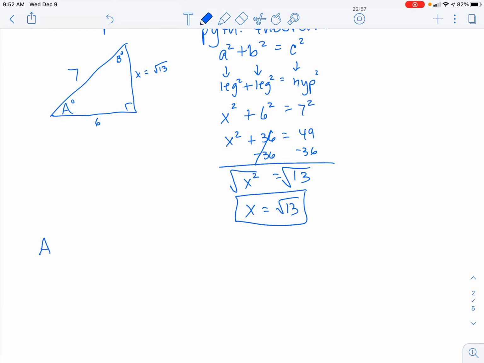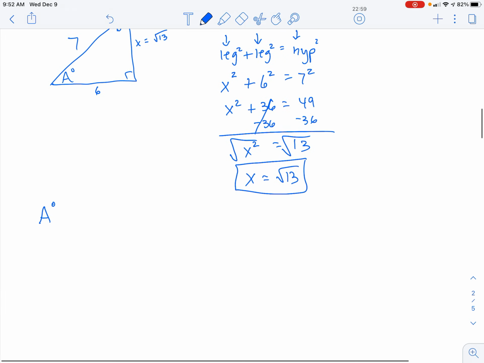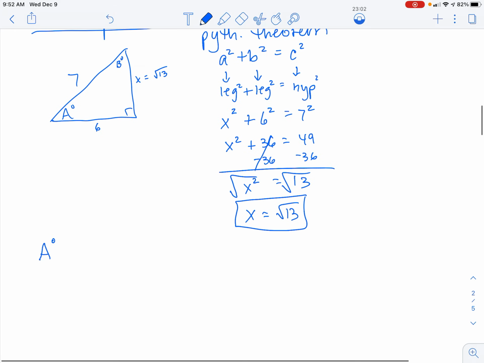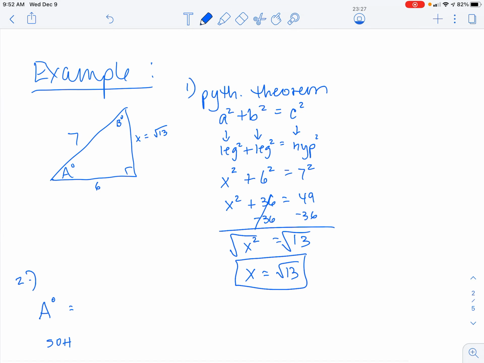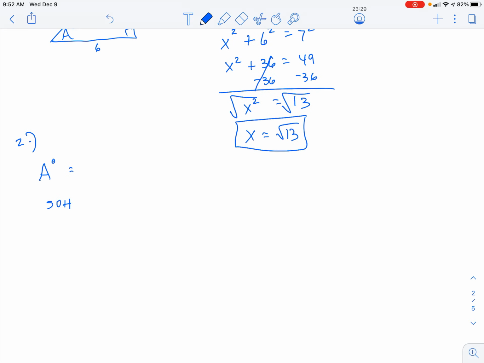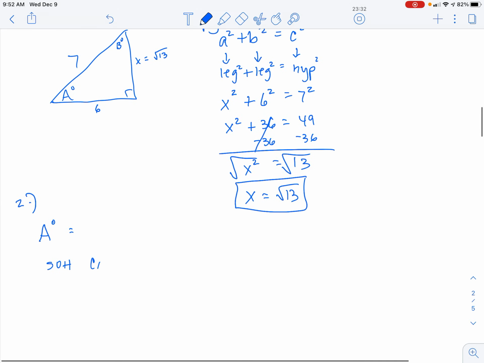Now to find angle A, we have to think about our trig functions again. Okay, now I do have a couple of sides, right? I have the hypotenuse and I have an adjacent side to A. So let's think about what we need to use. Are we going to use sine? Let me write SOHCAHTOA again, because that's really the easiest way to see it.